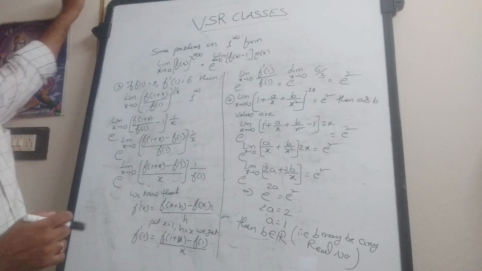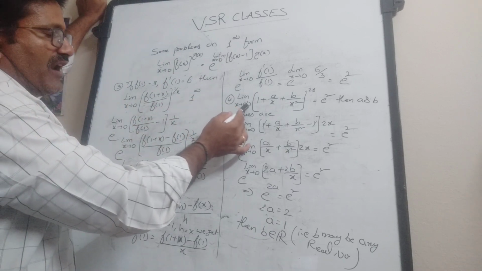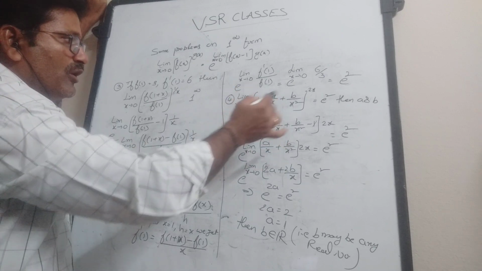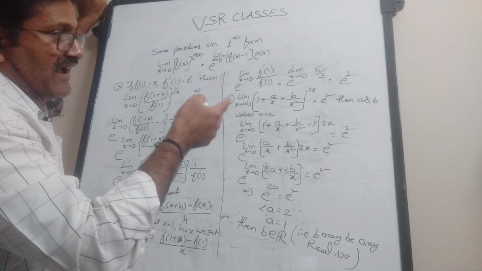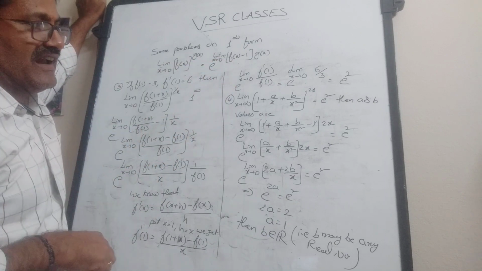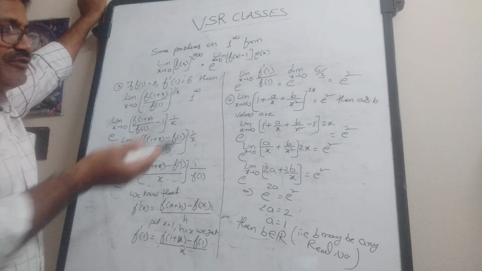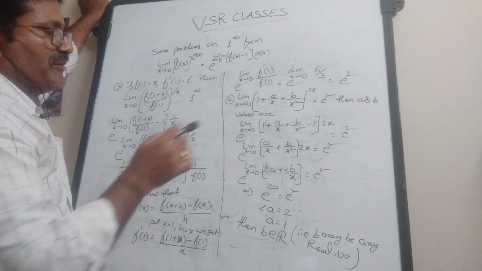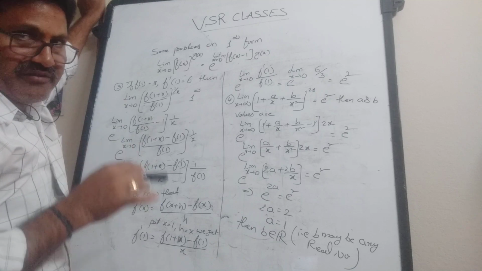Now we'll go for another one. Limit x tends to infinity, 1 plus a by x plus b by x square whole power 2x, and it is given the value e square. Find the values of a and b. Okay, we'll go for that one. Now apply the same formula for this also. Why? Because you are getting the same 1 power infinity form.